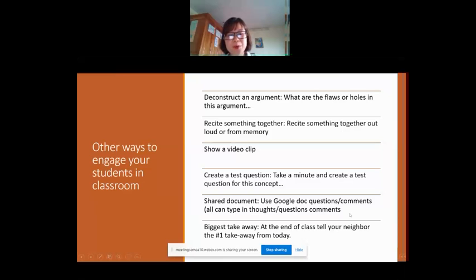And one more thing that you can use at the end of the class is the biggest takeaway. At the end, one student will tell the others about the biggest takeaway, or the thing that they remember most that they learned from the lesson today.